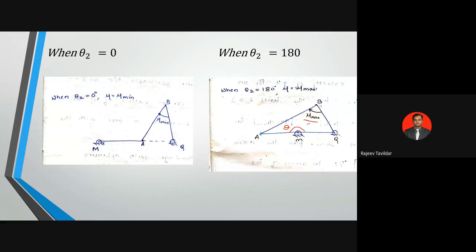Further now, if I again increase the angle by more than 180 degrees, A will start rotating like this, due to which again the value of mu will go on reducing. So when A is over here, that is the maximum value of transmission angle you are going to get.